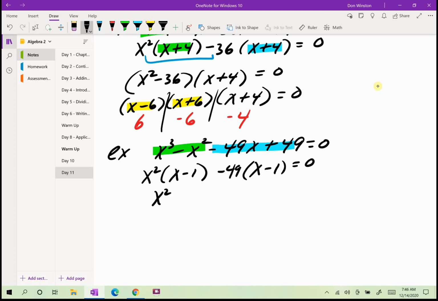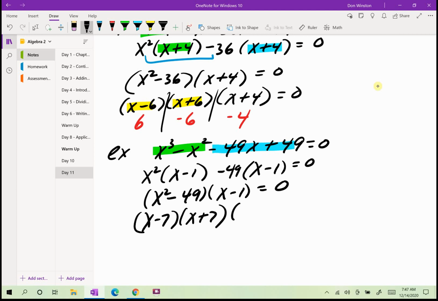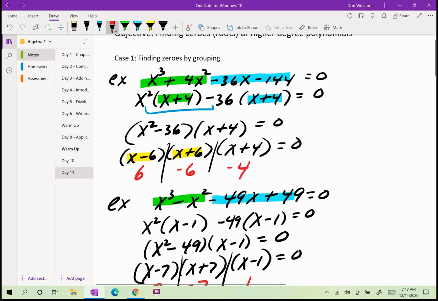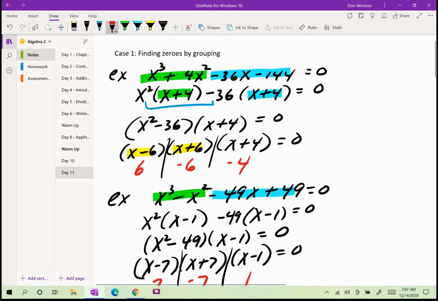So then I group x squared minus 49 as one pair of factors, and then x minus 1 as another pair, and then I factor the difference of squares. X minus 7 times x plus 7, that will give me x squared minus 49, and then x minus 1. Those are my three factors. My three zeros would be 7, negative 7, and 1. Okay, so that's case 1, factor by grouping, cubic polynomials.